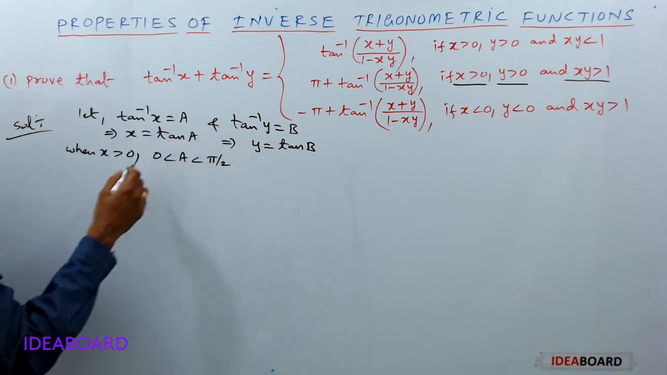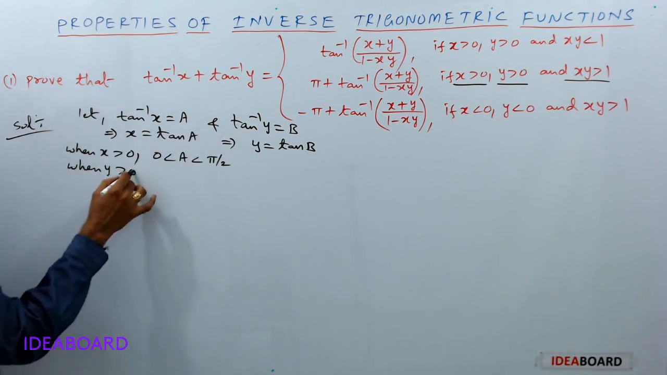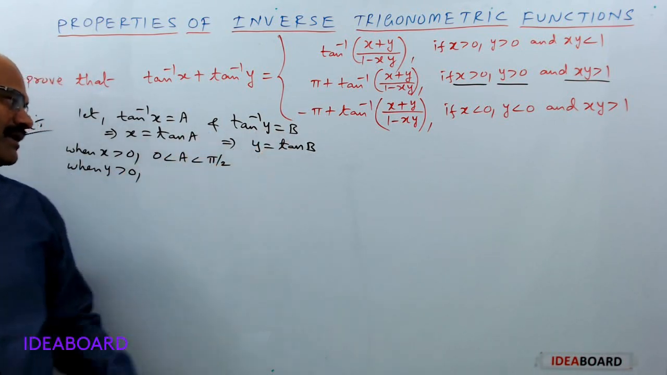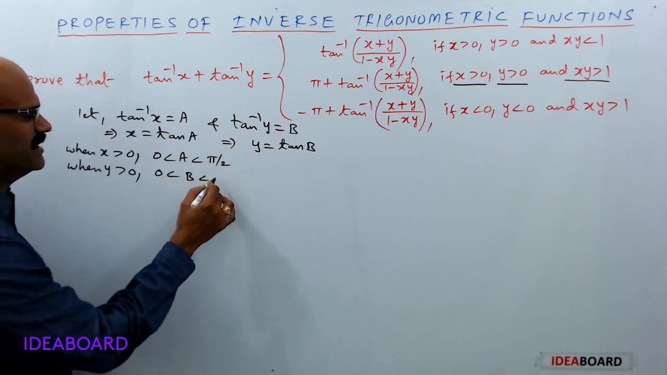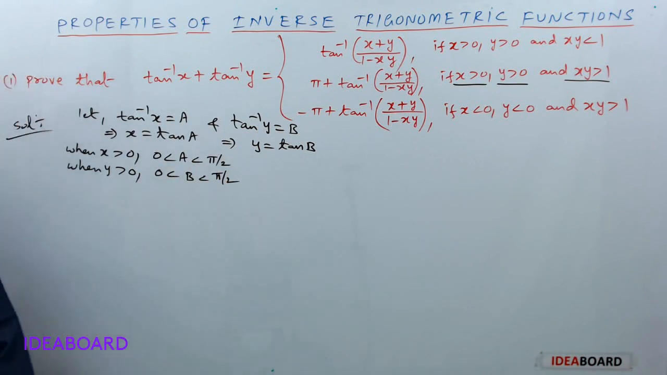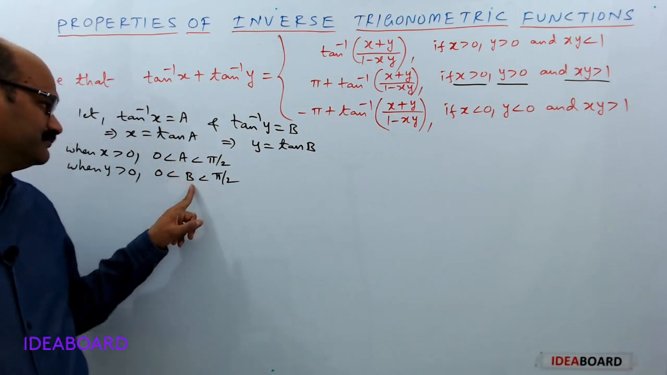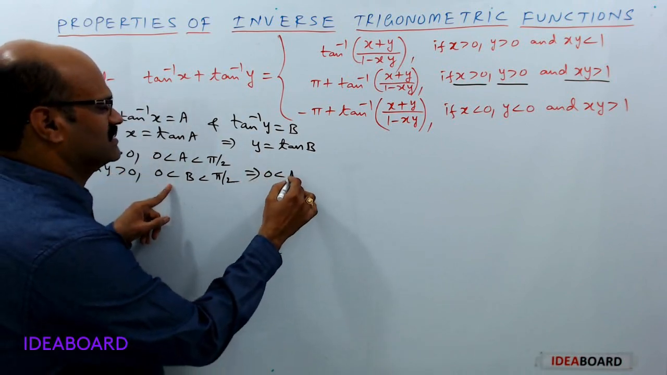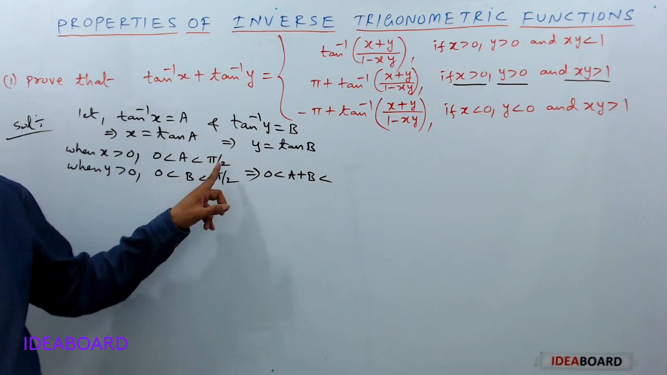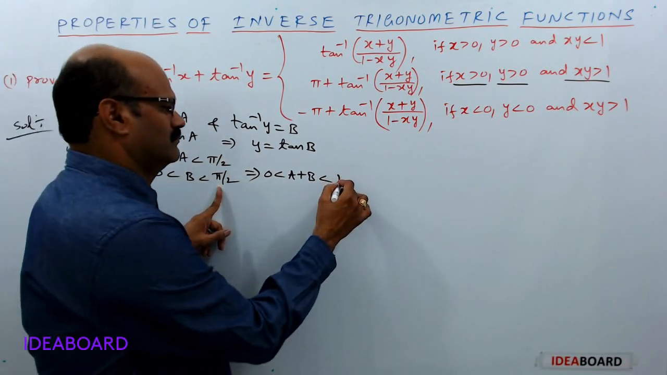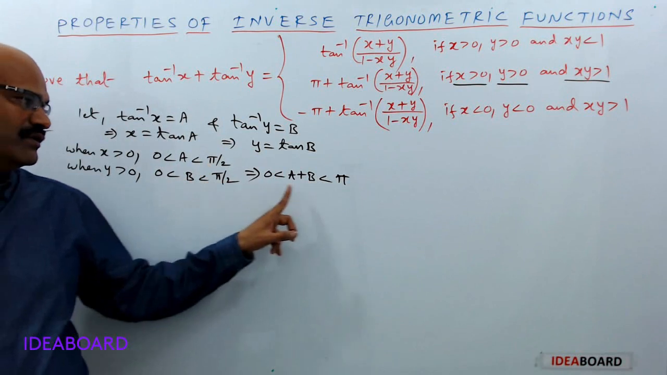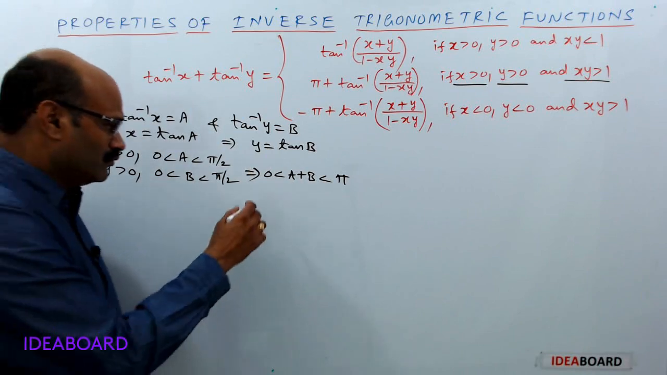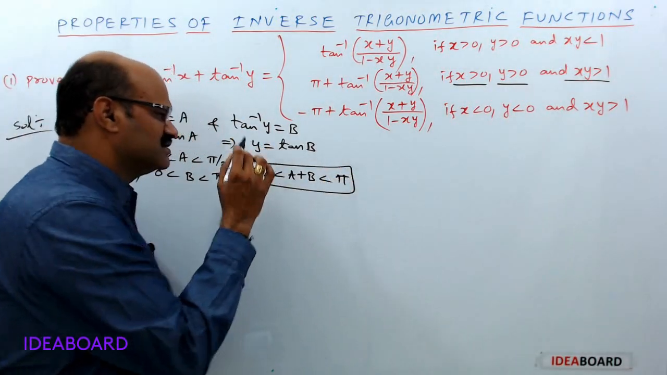And when y greater than 0, b lies between 0 and pi by 2, 0 less than b less than pi by 2. It implies 0 less than a plus b less than pi, since pi by 2 plus pi by 2 equal to pi. So here we came to know that a plus b lies between 0 and pi.